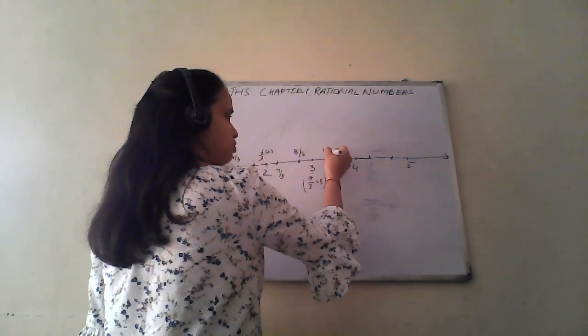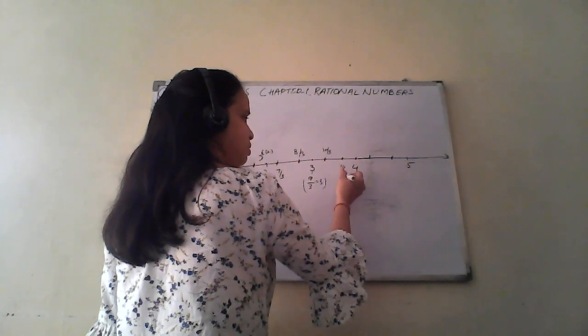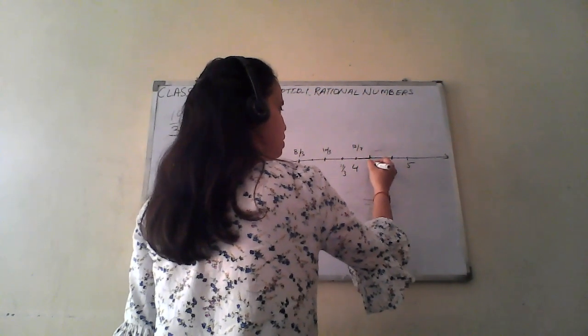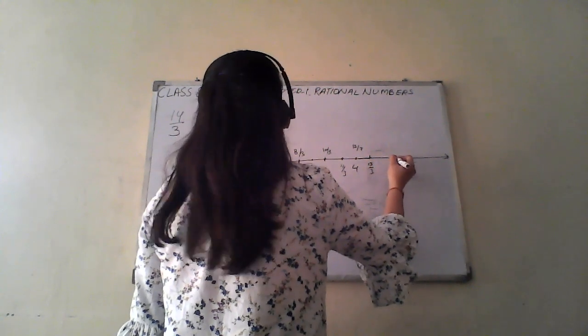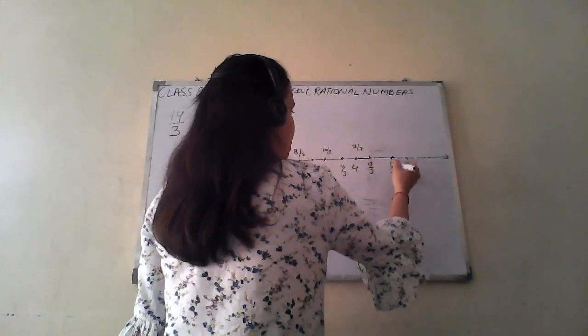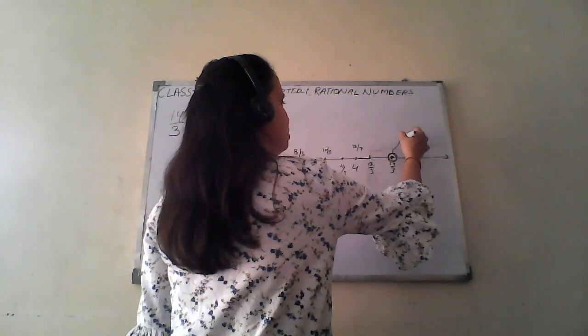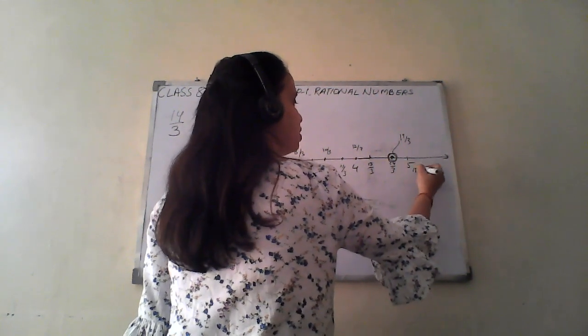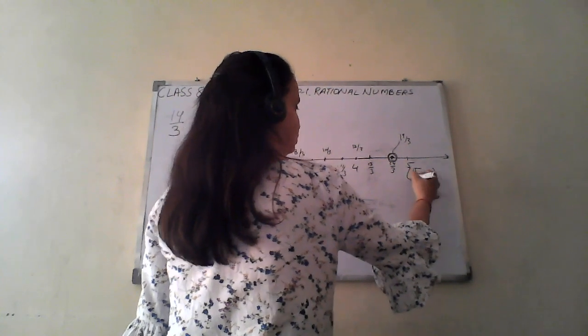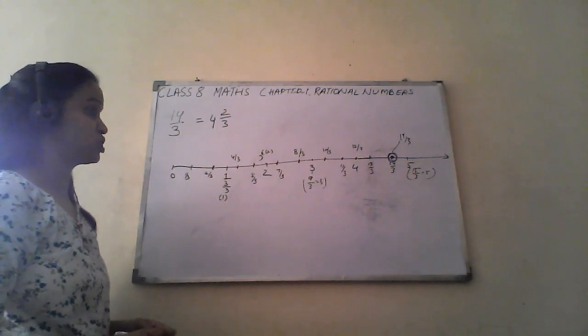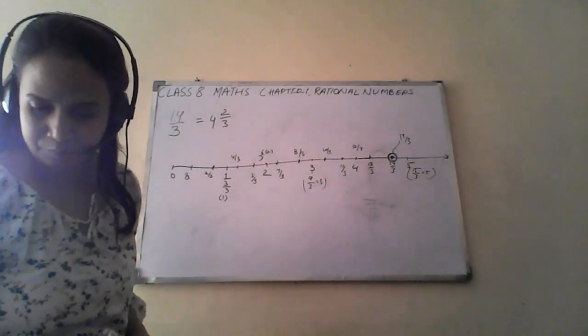This is 10 by 3. This will be 11 by 3. This will be 12 by 3. This will be 13 by 3. This will be 14 by 3. So we will mark this point. This will be 14 by 3 and the last one will be 15 by 3 or 5. So I hope it is clear how we are going to plot a rational number on the number line.